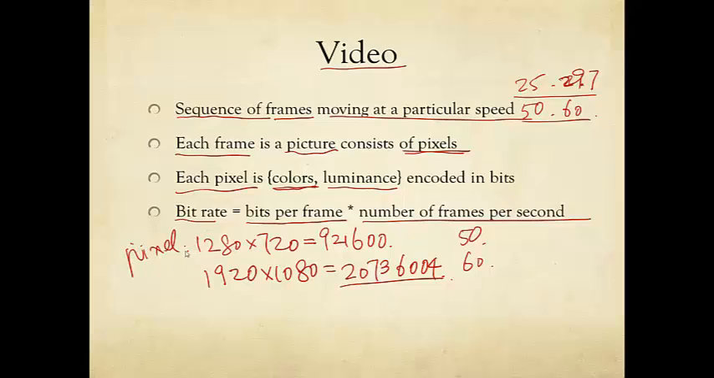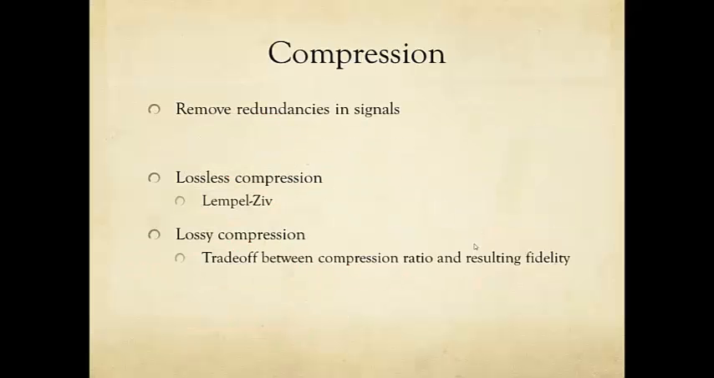And then I have to say how many bits per pixel. Well, depending on how many colors I'm trying to encode and the level of differentiation of the luminance, but let's say you need 32 bits for each pixel. And then you multiply by the number of pixels per frame. Then you multiply by the number of frames per second. You will see this is a very big number for the raw bit rate of a video, or at least HD video. So here comes the role of compression.